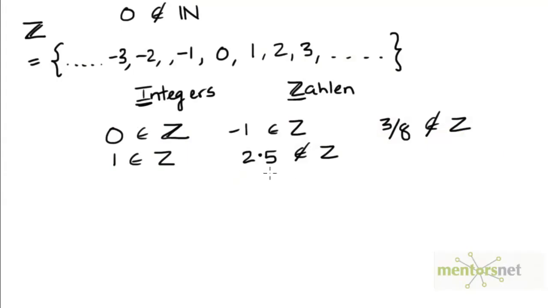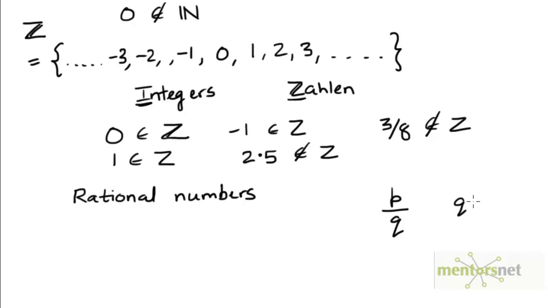So if 2.5 is not an integer and 3 by 8 is not an integer, what type of numbers are these? As you probably have studied earlier, these are examples of rational numbers. A rational number is a number which can be written as the ratio of two integers p and q, where the denominator, the integer in the denominator, should not be 0. So q must not be 0.